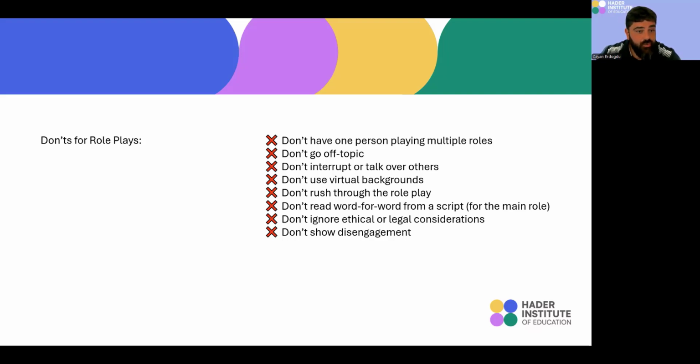Don't show disengagement, so avoid monotone speech, lack of eye contact, or appearing uninterested. By avoiding these don'ts, you will ensure a more effective role play, that you're engaged, and also ensure a professional role play submission.